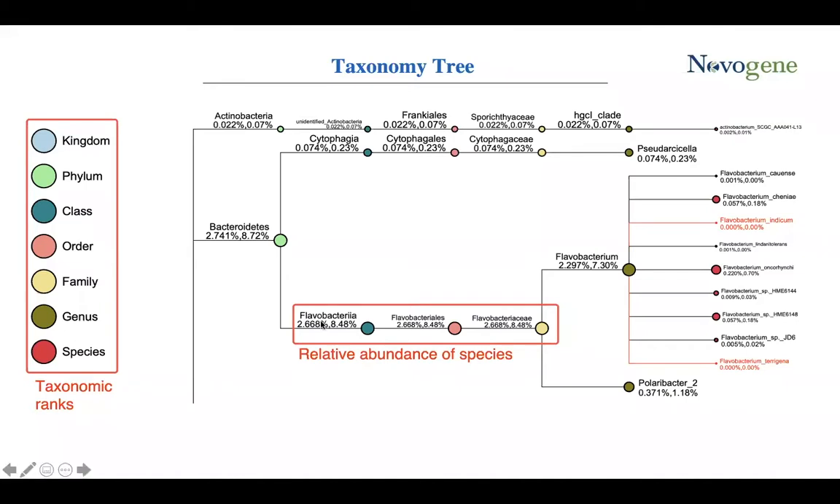And the first number below the taxonomic names represents the percentage in the whole taxon, while the second number represents the percentage in the selected taxon.